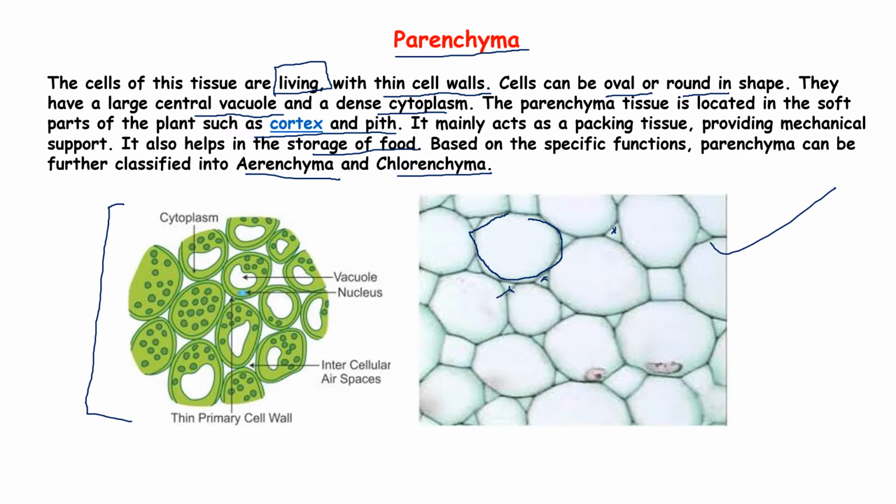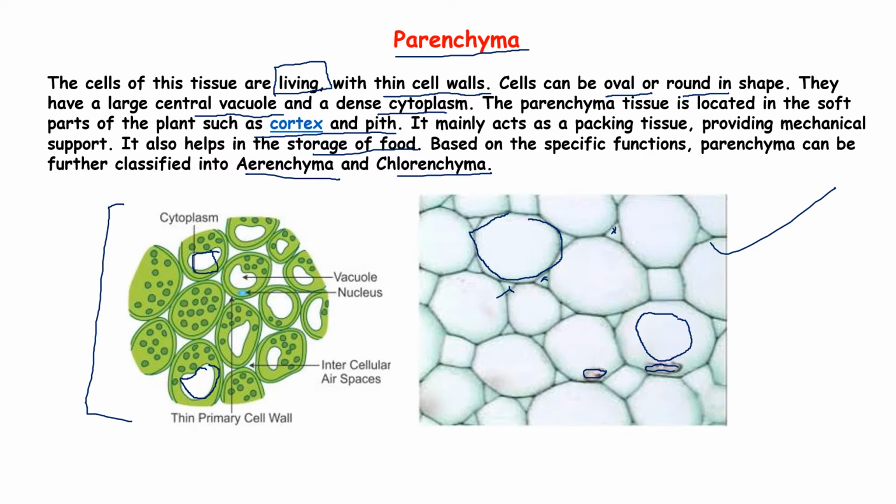The vacuoles are very large. The vacuoles in case of parenchymatous tissues are very large. Here you can see, this vacuole pushes the nucleus of the cell to one side. Here you can see the nucleus of the cells is pushed to one side because of the presence of a large central vacuole. And these cells perform different functions.